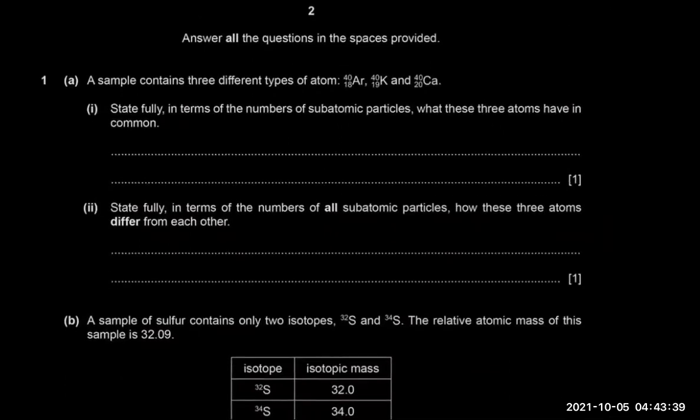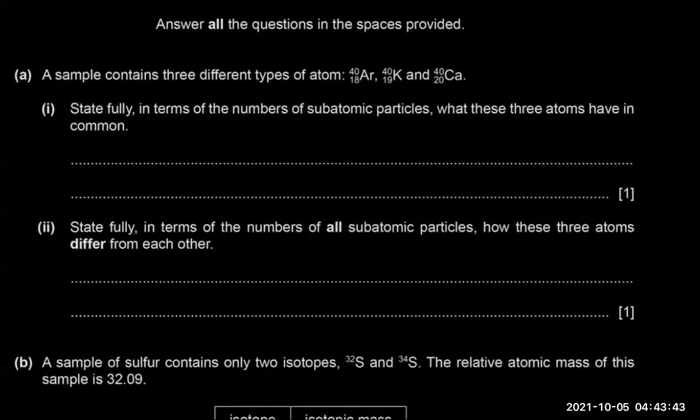All right, question number 1, part A says a sample contains 3 different types of atoms: argon 40, potassium 40, and calcium 40. State fully in terms of subatomic particles what these 3 atoms have in common. So what do they have in common? What's the same about these 3 atoms?